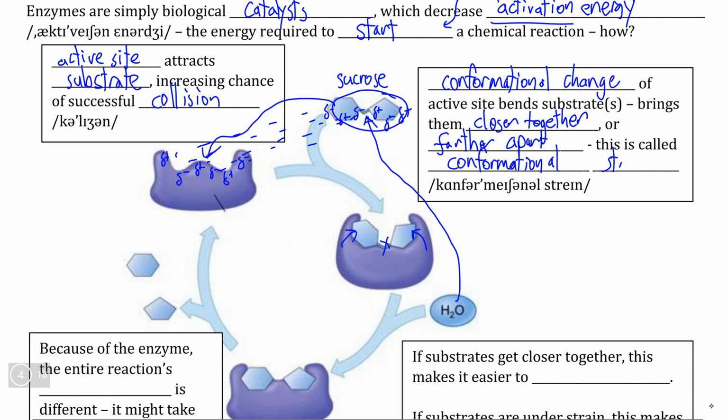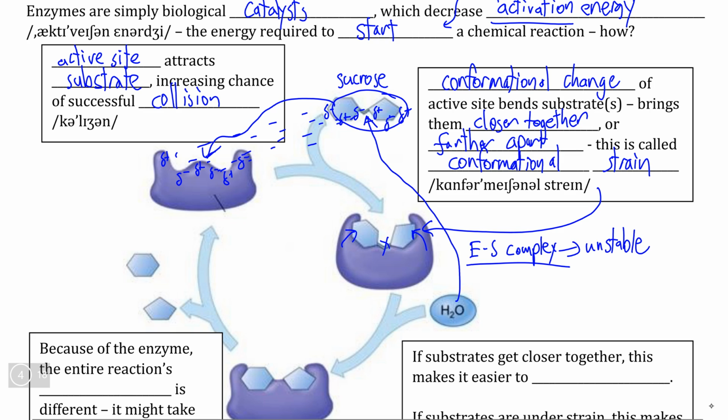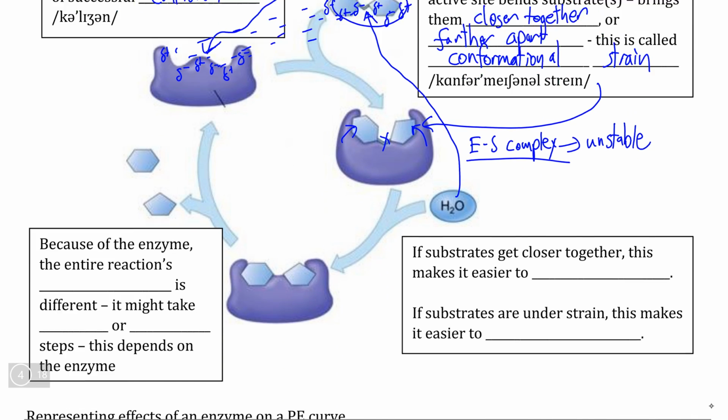And it is this conformational strain that makes what we have here, what we call, remember, the enzyme substrate complex. This conformational strain is what makes this enzyme substrate complex inherently unstable. In other words, the enzyme makes it much easier for the substrate to undergo the reaction that it wants.